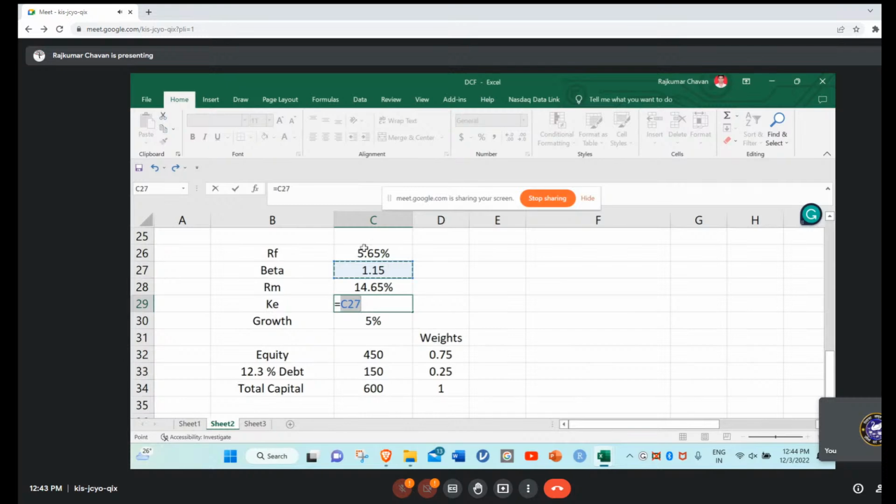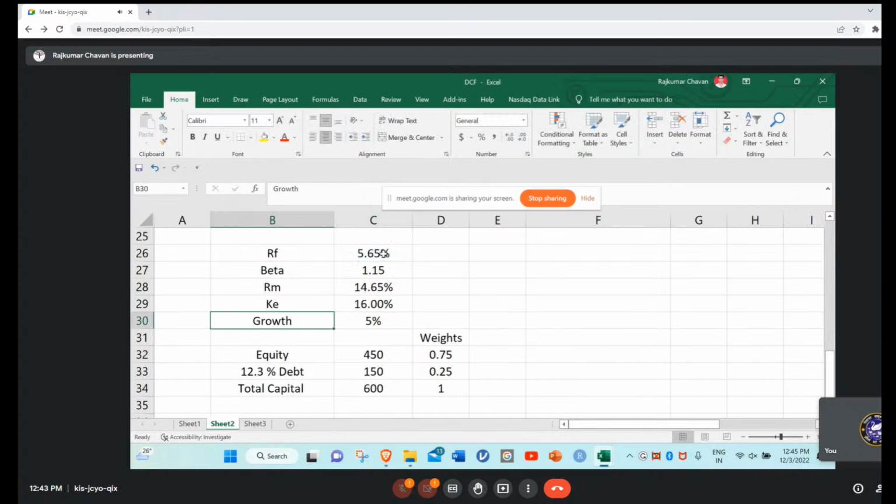So take this beta. First take RF, then plus beta. Then after that, what is the next one? Bracket. Bracket means into Rm minus Rf. So right here into bracket open. Again, Rm is how much? 14.65 minus 5.65. So write down here minus 5.65. Close the bracket. Is it applied all the formula here? What is this? Rf plus beta into Rm minus Rf. That is where you get cost of equity. How much percent? 16% is my cost of equity.